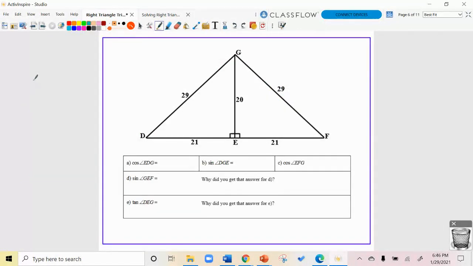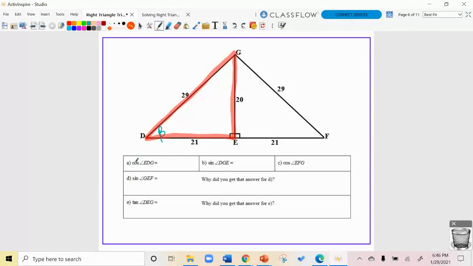So this looks a little busier, right? So let's see what this is asking me. I'm going to name some of these angles. EDG, I'll call that beta. Okay, so it's asking me first for the cosine of beta. I need to focus in on the right triangle, right? It's right triangle trig. So I'm going to focus in on this triangle where beta is this angle down here.